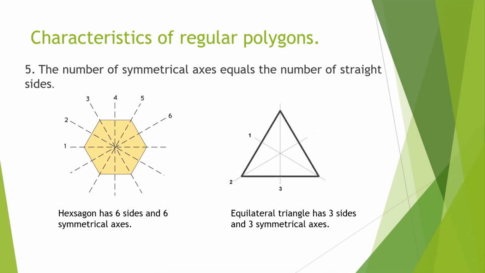The fifth characteristic of a regular polygon is the number of symmetrical axes equals the number of straight sides. For example, a hexagon has 6 sides and 6 symmetrical axes. And an equilateral triangle has 3 sides and 3 symmetrical axes.